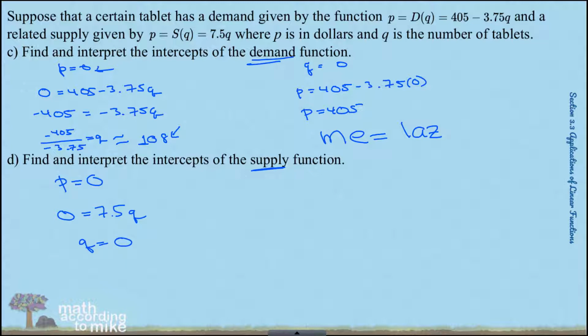Because this is a function, you can't have more than one y-intercept. So there's no sense in finding the intercepts where Q equals 0, because we'll go back to where P equals 0. What this means is when the price is $0, 0 tablets will be supplied. Remember, we're talking about the supply function this time, not the demand function. They want to make some money. That's what they do.